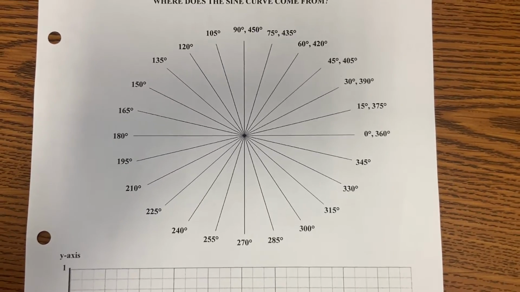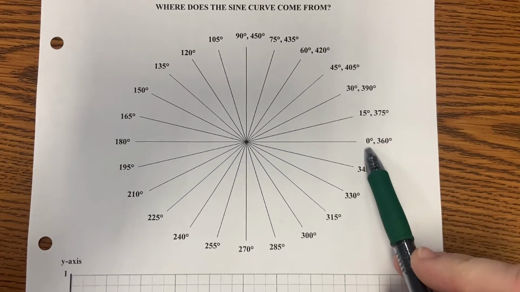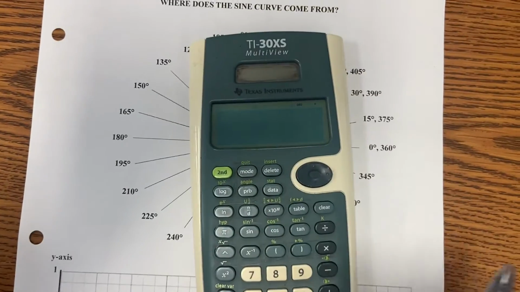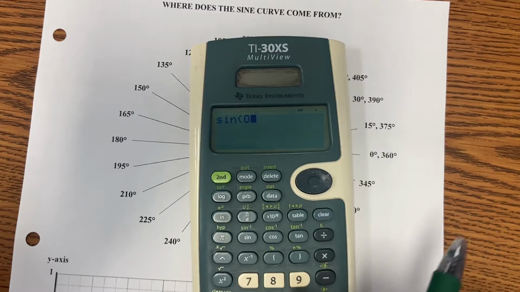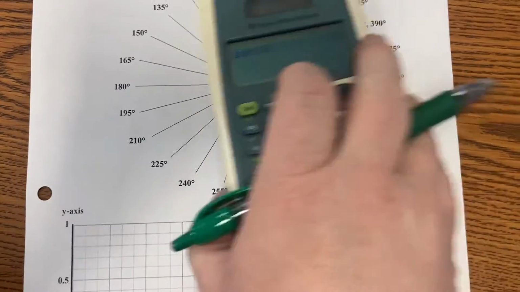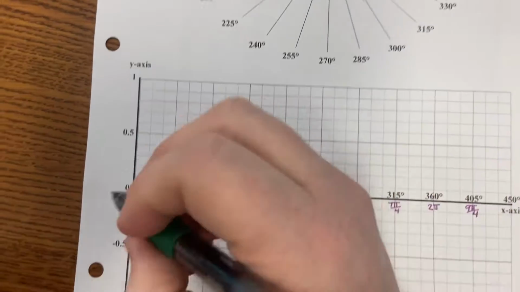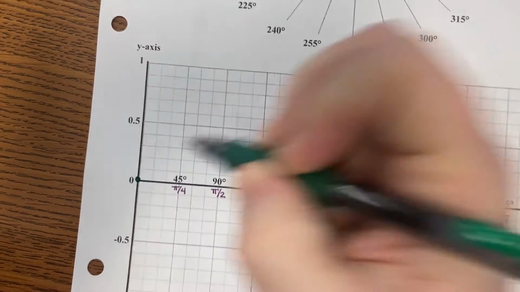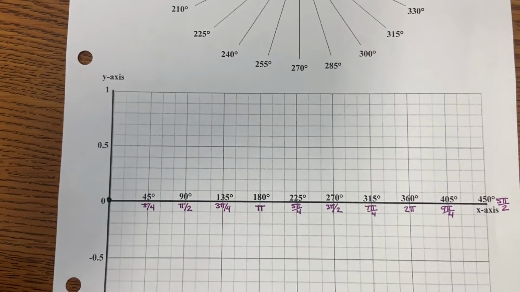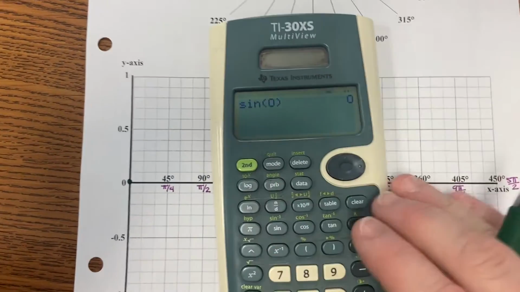So for example, if I wanted to find the sine of 0 degrees, I would put that in my calculator and I get 0. So for the sine, I'm going to plot a point at 0, 0 because I checked it at 0 degrees and it was at exactly 0. Then I'm going to do the same thing for 15 degrees.